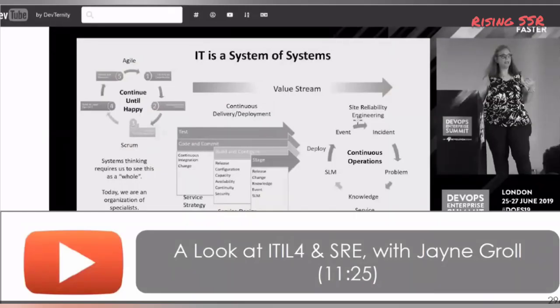And Jane Grohl is the CEO for DevOps Institute, and she has been an ITSM practitioner for a very long time. Amazing knowledge she has got in ITSM. Watch this video, please, offline, and you can see the way she has described the correlation between ITIL 4 and SRE is really fantastic.